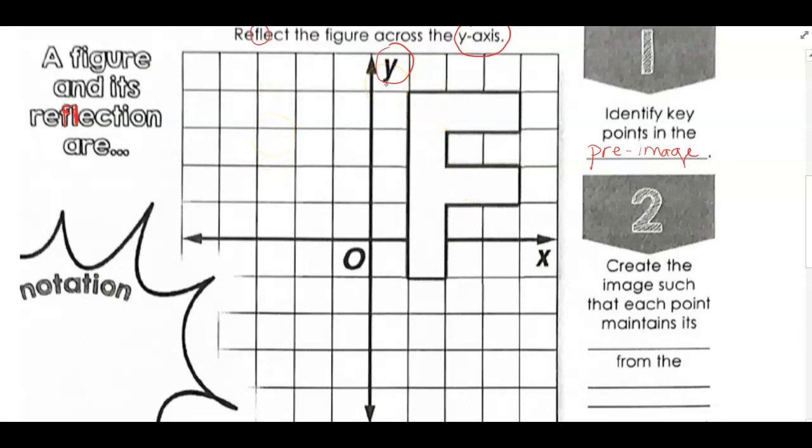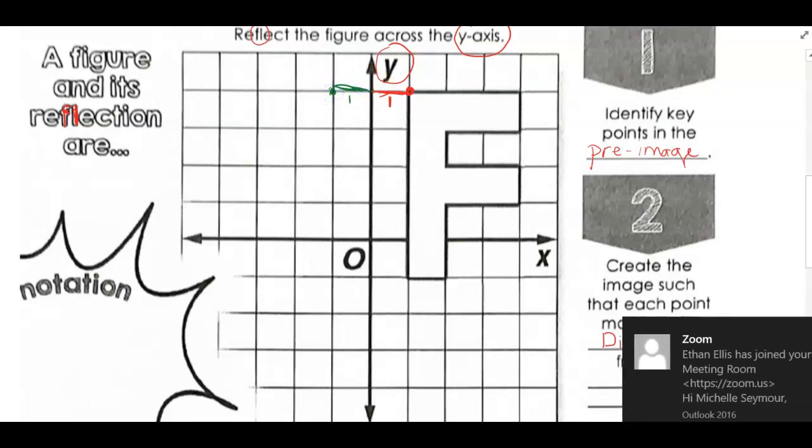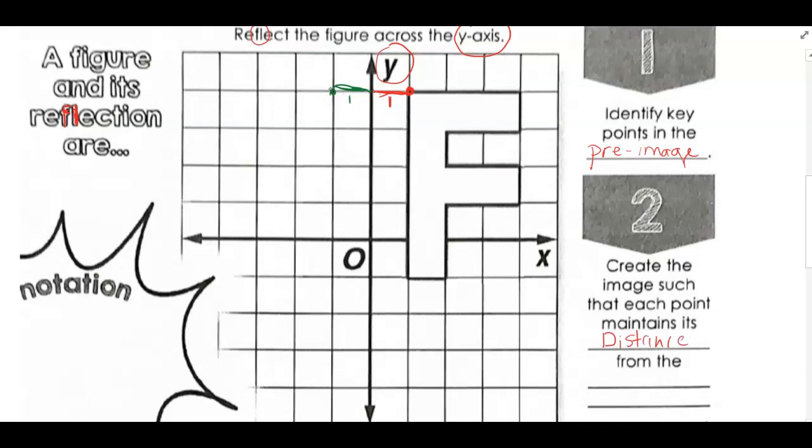So when I do that, each point of this image maintains its distance from the y-axis. Okay, so like this point, we're looking at key points, so the point in the upper left of the F is exactly 1 unit from the y-axis. So then when we draw our image, it's going to be backwards 1 unit from the y-axis, okay? So there's where our next point's going to be.